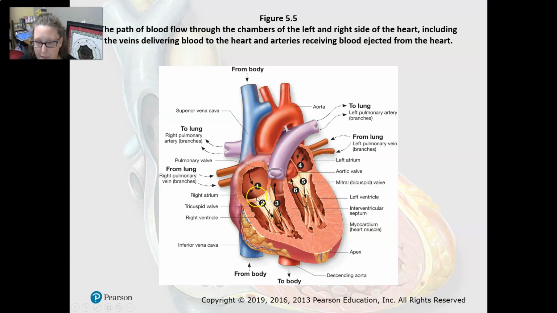So here is the path again. As you can see, we have an AV valve here and an AV valve here. So tricuspid on this side, mitral on this side. And so it allows the blood to flow from the atria into the ventricle, but not from the ventricles into the atria. So when the ventricle contracts, these tricuspid and bicuspid valves both close, and then it allows the blood to push through to the semilunar valves, whether it's the one that is opening to the pulmonary artery or the aorta.